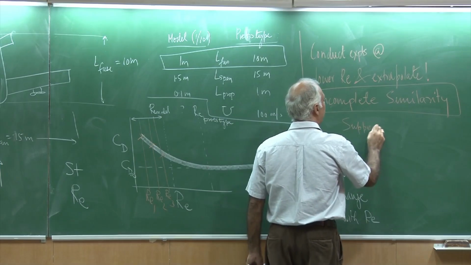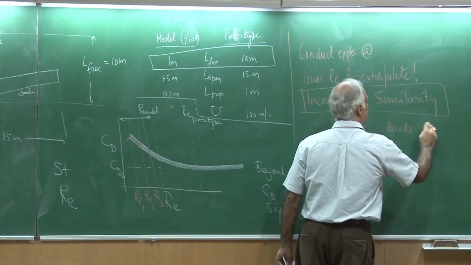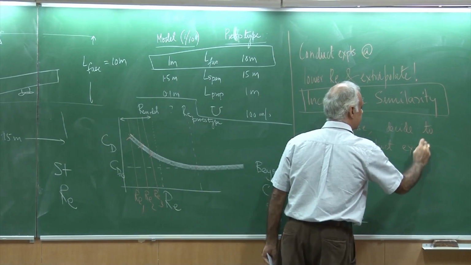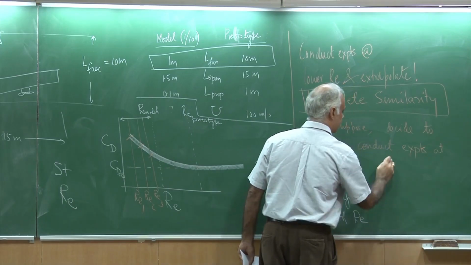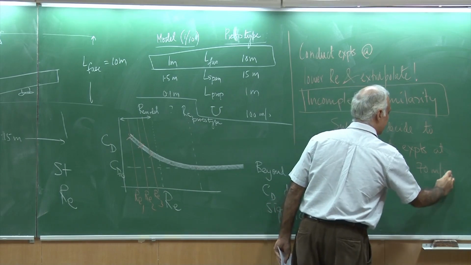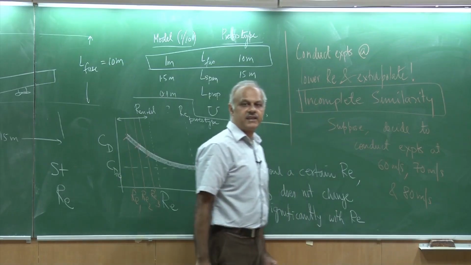Great. So suppose now I decide to conduct experiments at 60 meter per second, 70 meter per second and 80 meter per second.